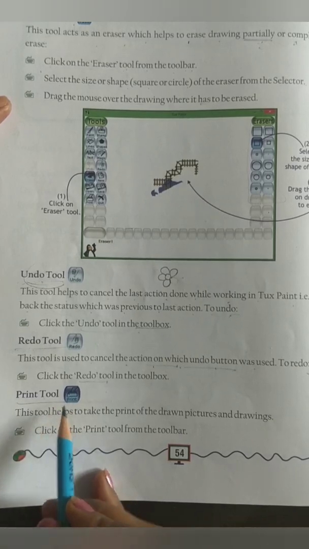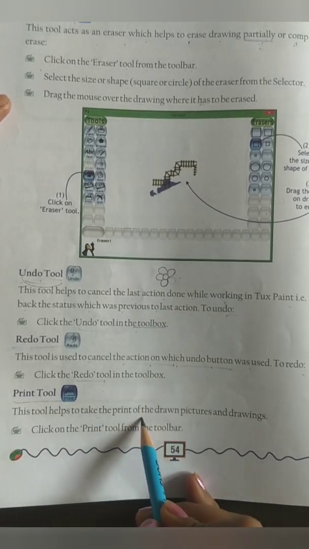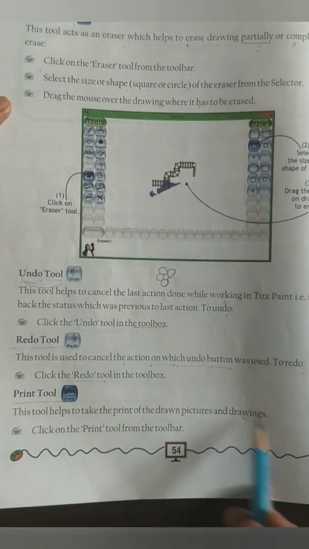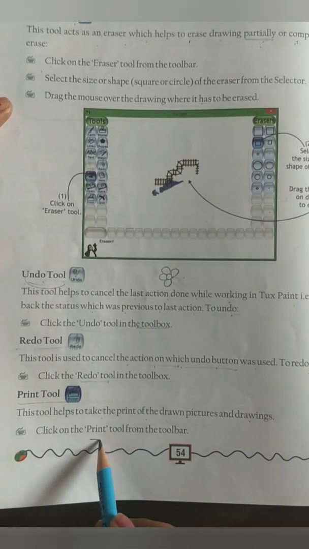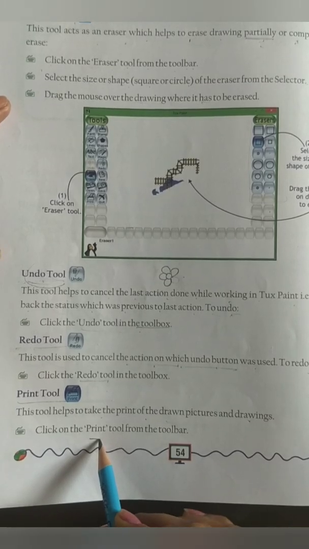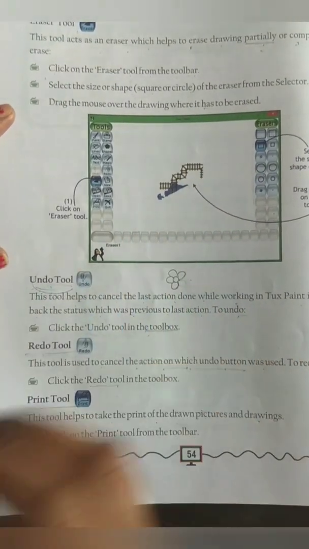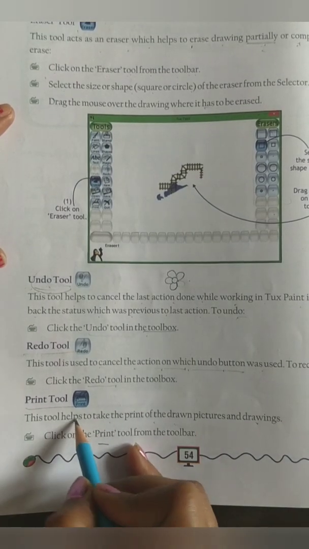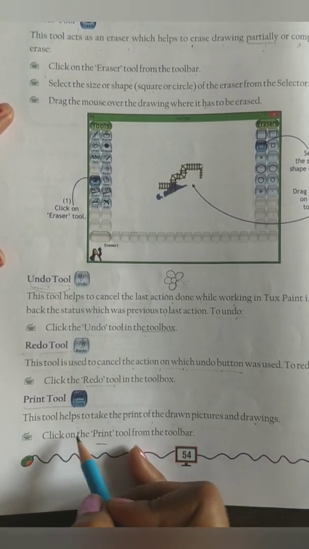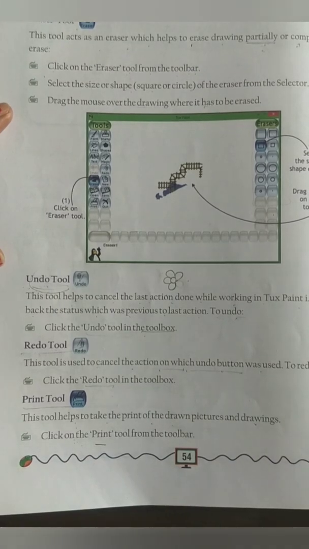Okay children, the next one is the print tool. This you all know, this is used to take out the print of the drawn pictures or drawings. You simply have to click on the print button and your drawing that is shown on the drawing canvas will be printed on a sheet of paper. But it will print only if you have a printer attached to your system.